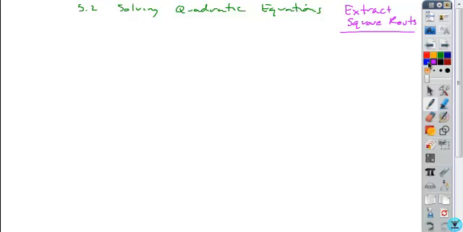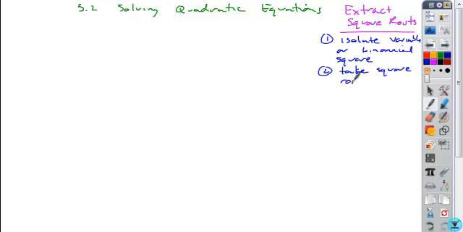Okay, when you extract the square root, you're going to follow these steps. This will happen if you have just a single variable or if you have a binomial square. You're going to isolate the variable or the binomial square, and then you're going to take the square root of both sides. This is called extracting the square root.